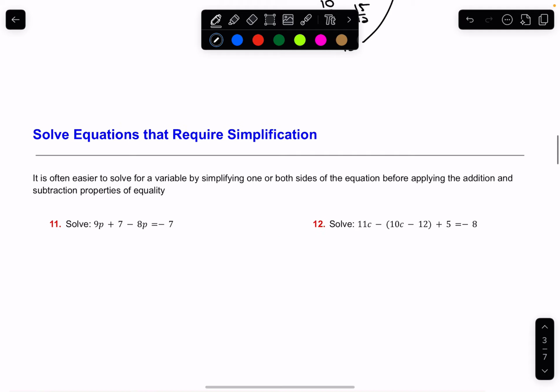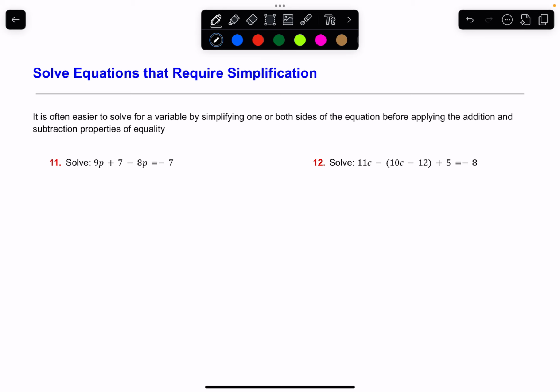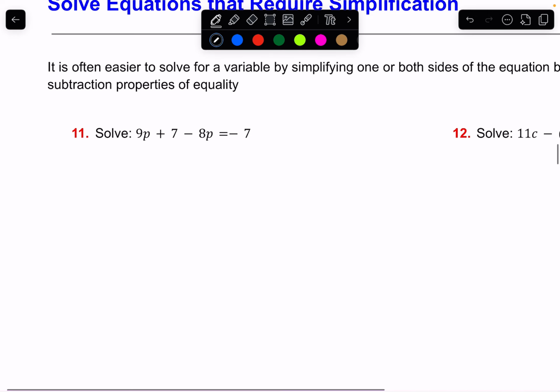Okay, now we're going to require a little bit of simplification first. Not too much simplification, though. So solve equations that require simplification. It is often easier to solve for a variable by simplifying one or both sides of the equation before applying the addition and subtraction properties of equality, meaning we want to make it look as simple as possible before we start doing the work. So over here on number 11, notice the left side of this equation could be simpler.